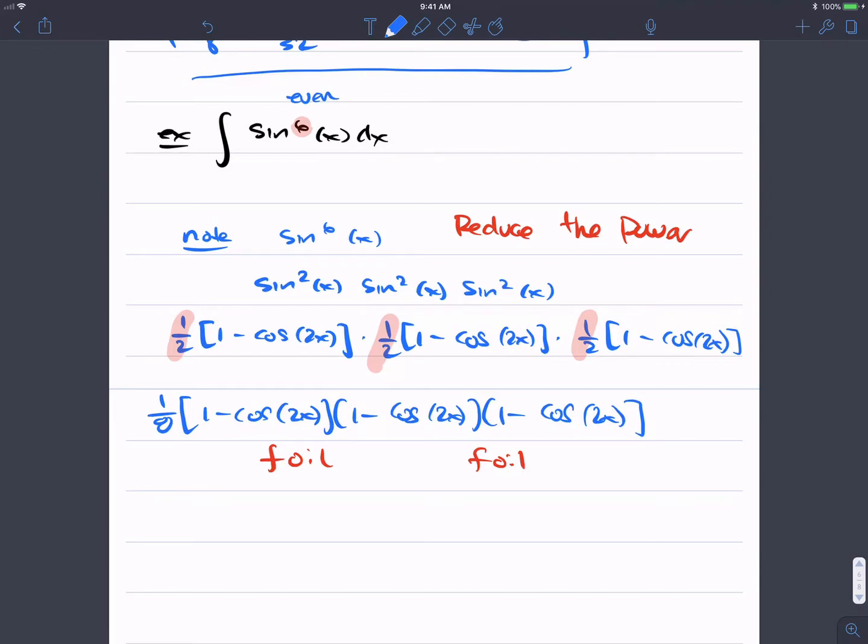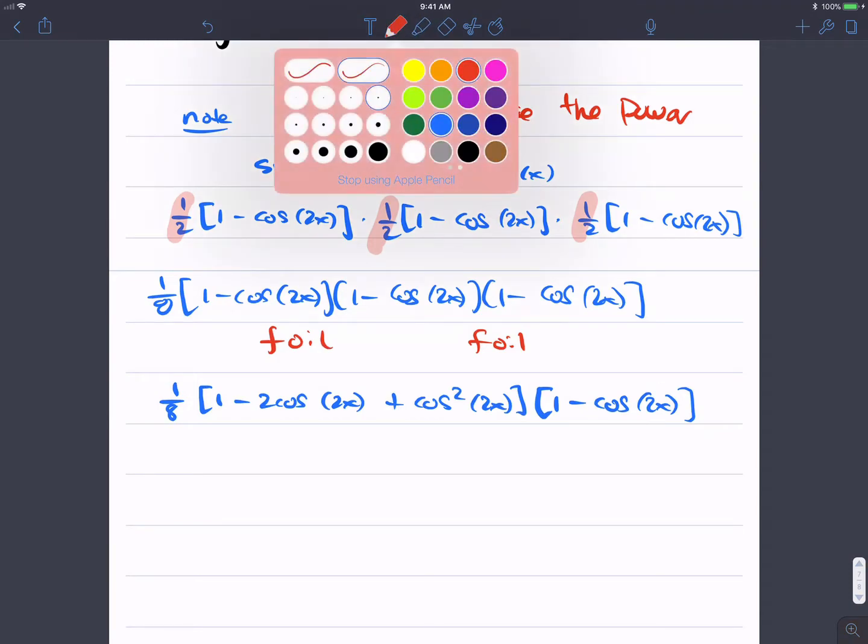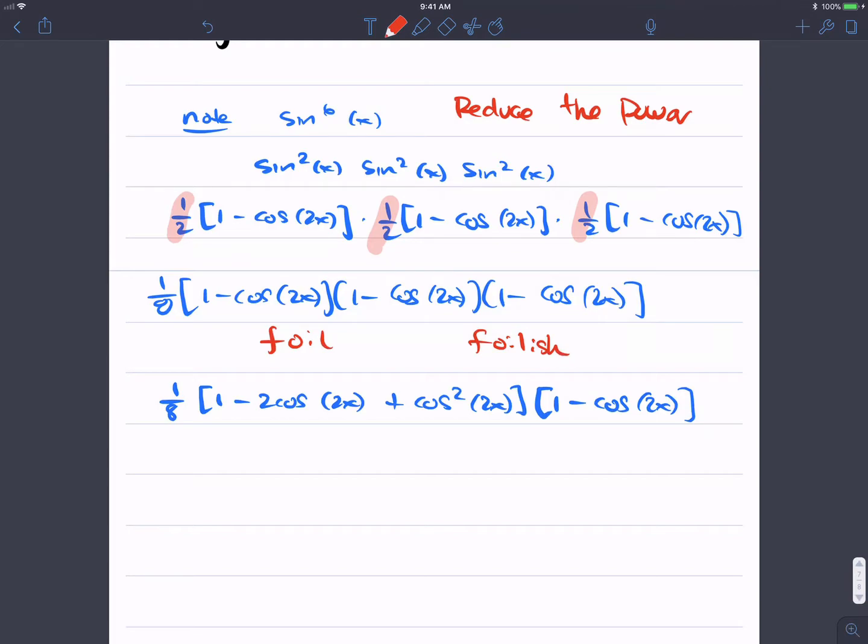So let's try this out, and I'll have 1/8 now. 1 minus 2 cosine 2x plus cosine squared 2x. Okay? And don't forget we got 1 minus cosine of 2x here. And so we're going to have to be very careful now with how we do our FOIL. And this is not even FOIL anymore. We should call it, and I know I call it FOIL-ish.